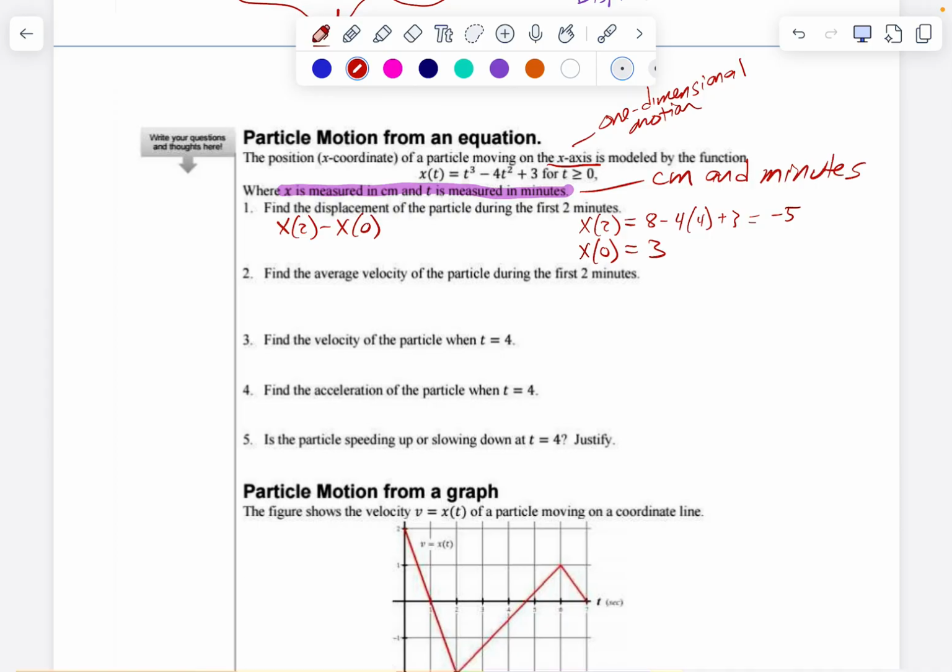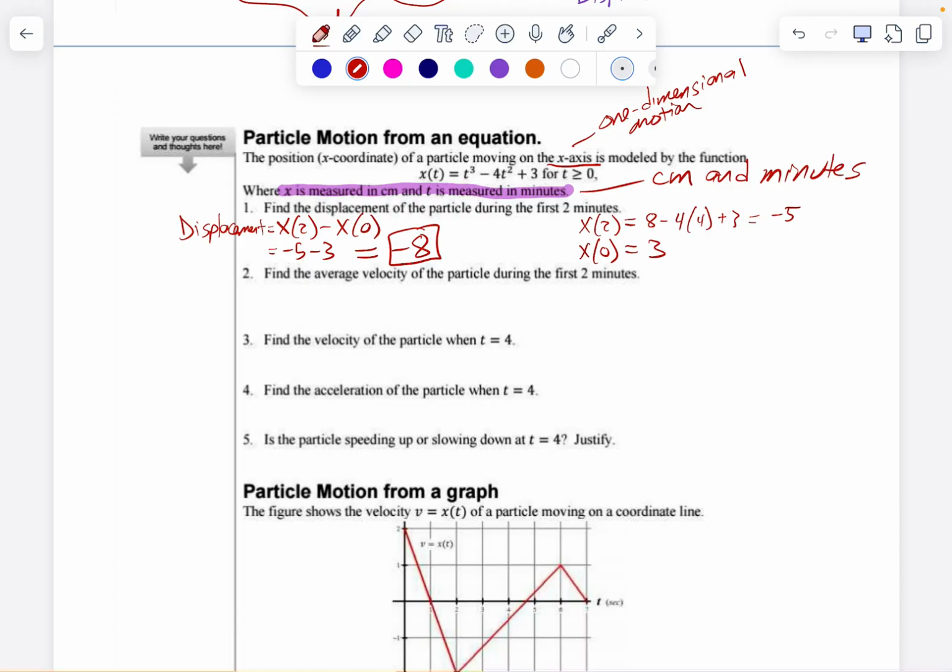So our displacement is negative 5 minus 3, which equals negative 8. What does that mean the particle did? If you had to describe it, what would you say? Left 8 units from the beginning, right? Okay. Notice the beginning wasn't 0. Where was the beginning? At 3. So that was technically the starting point.